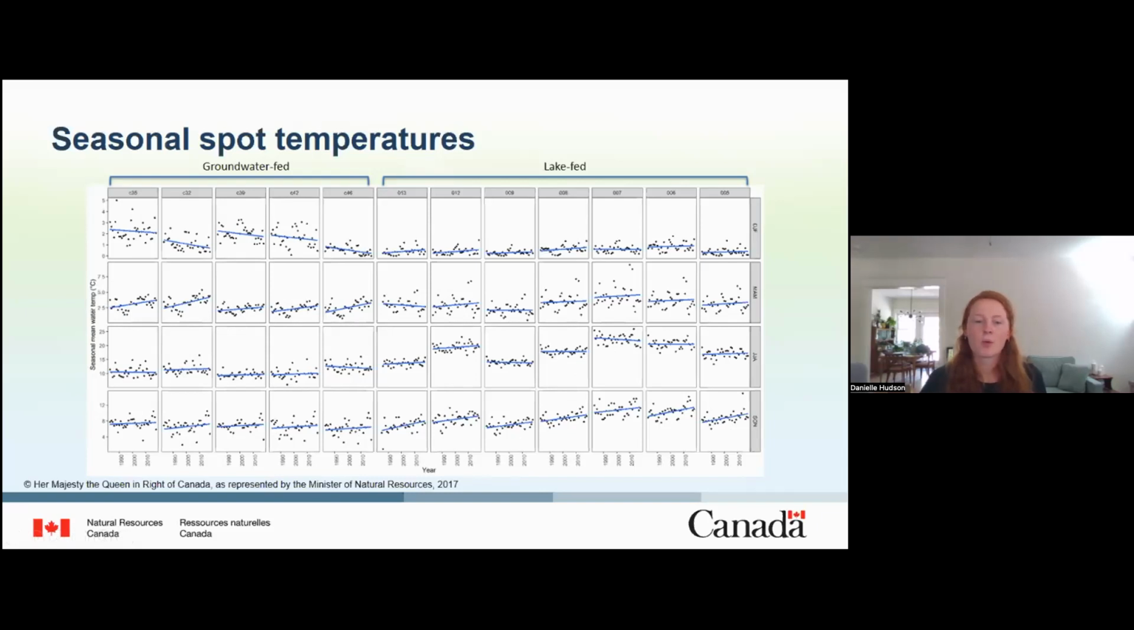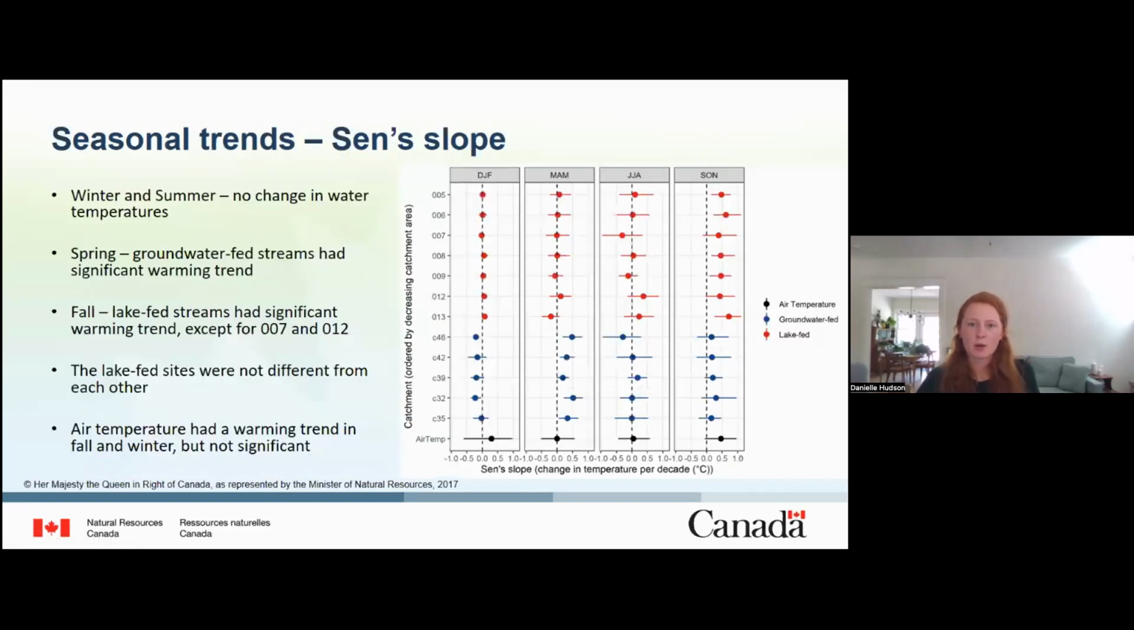And in order to quantify and summarize what we're looking at in this figure, we calculated the nonlinear Sen slope for these seasonal means. So each point on this figure represents one of the panels you saw in the last one. And the x-axis is the Sen slope, which is our measure of change in temperature per decade. Note that that's per decade. And then the y-axis is the catchment. Our red points represent our lake-fed sites, and the blue represent the groundwater. And the black here is a measure of our air temperature trend.